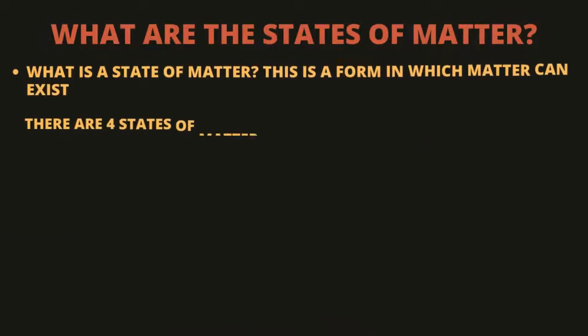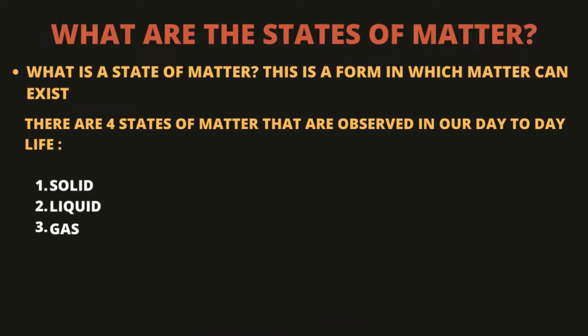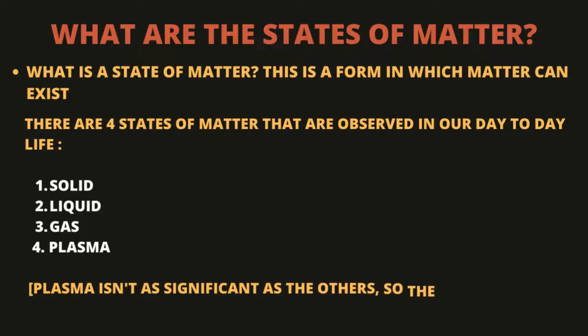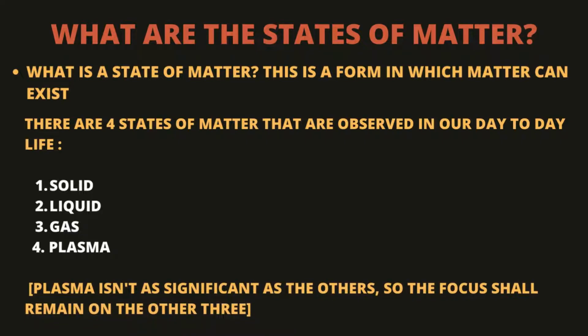What is a state of matter? This is a form in which matter can exist. There are four states of matter that are observed in our day-to-day life. We have solids, liquids, gases, and plasma. Plasma isn't as significant as the others, so we'll focus more on the other three for now.